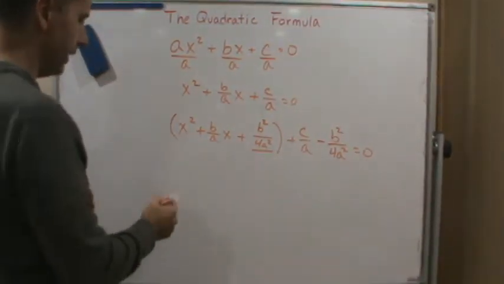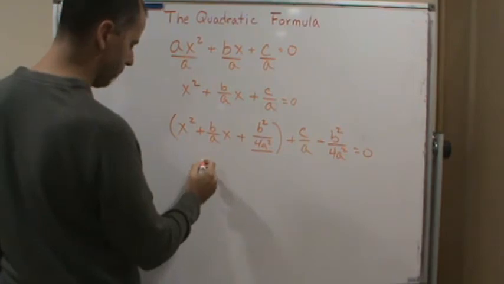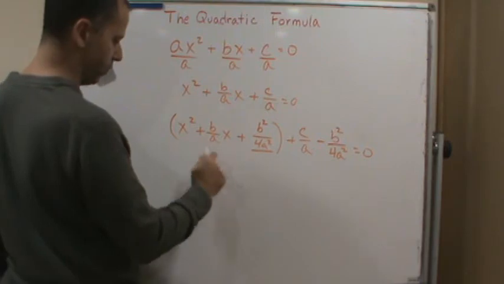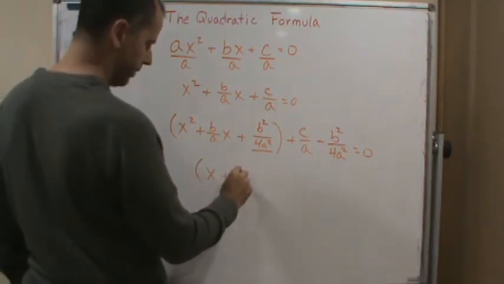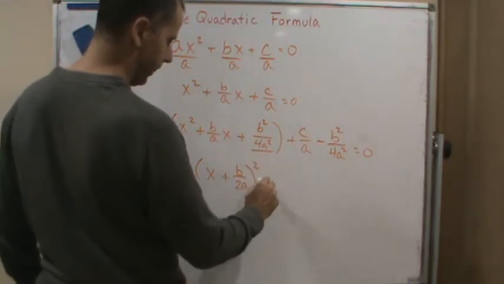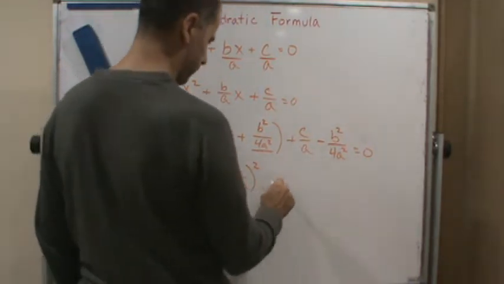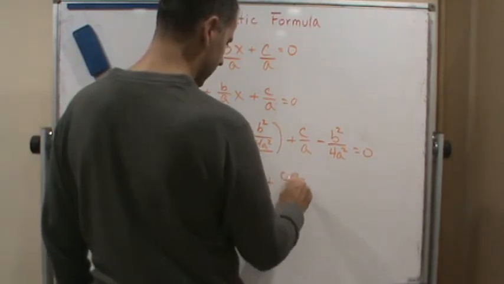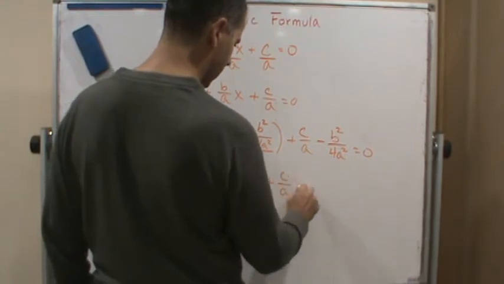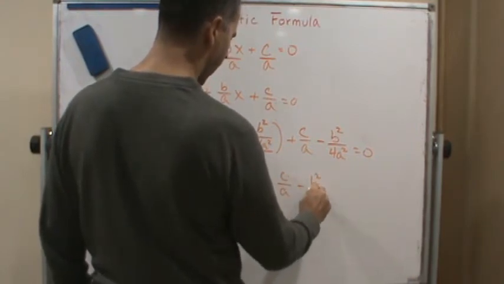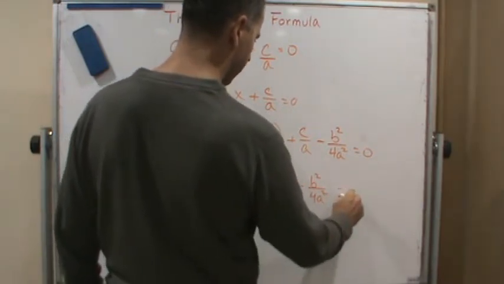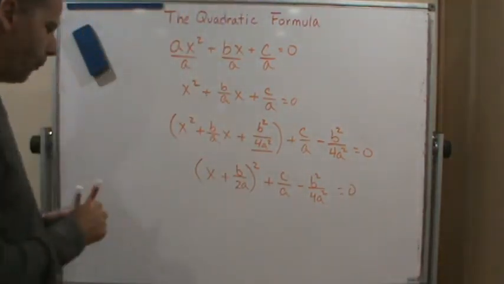So now I can go ahead and erase my scratch work over here. Now this is a perfect square, so I can write this as x plus what? Well, it's going to be this divided by 2, or in other words, multiplied by a half. So this will be x plus b over 2a quantity squared. And then I have this piece over here, which is plus c over a minus b squared over 4a squared equals 0.